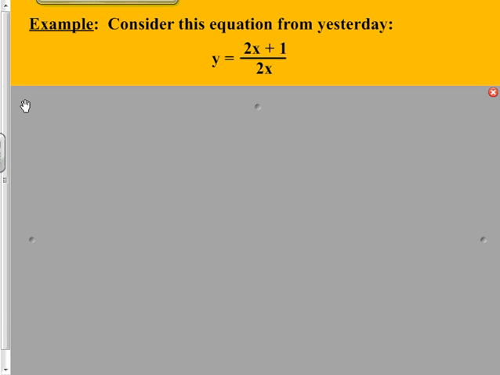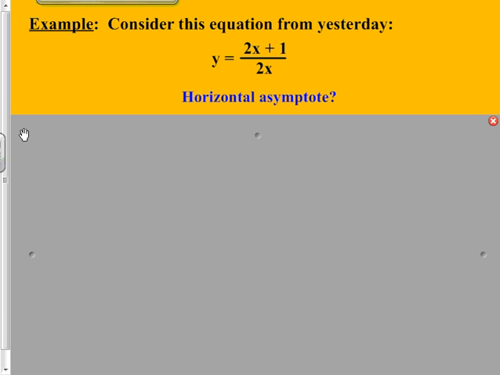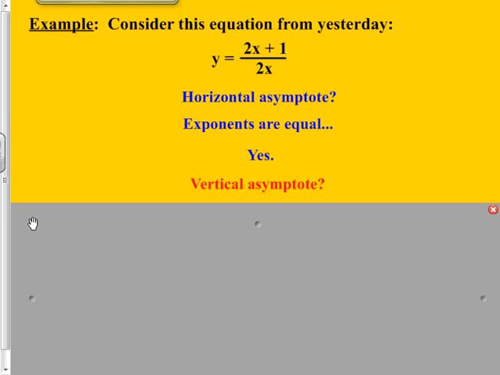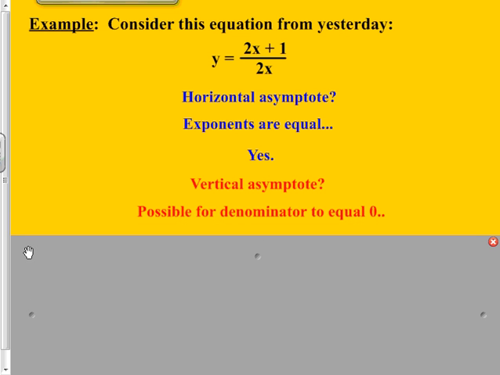And then the final example that we looked at from yesterday, will it have a horizontal asymptote? Clearly, we have the same leading coefficient, or same leading variable power. They are both x to the first. So yes, we will have a horizontal asymptote. How about a vertical? Is there a value that can cause the denominator to equal 0? Yes, once again, just like the first two, if x is 0, that's going to cause the denominator to be 0, so we will have a vertical asymptote.